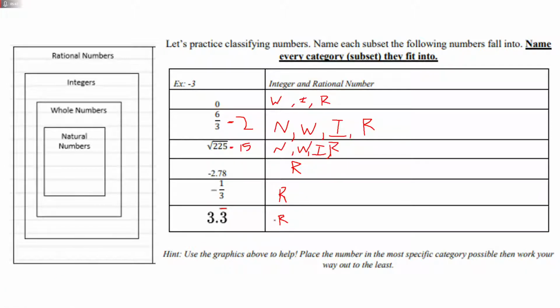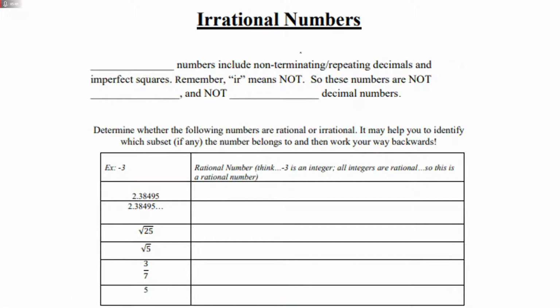So you're thinking, all these are rational, right? Nope. You've got things called irrational numbers. Irrational numbers include non-terminating, non-repeating decimals and imperfect squares. We just talked about imperfect squares. The ir in front, IR, means not. Say if someone was irresponsible, they are not responsible. So this just means all the numbers that are not rational.